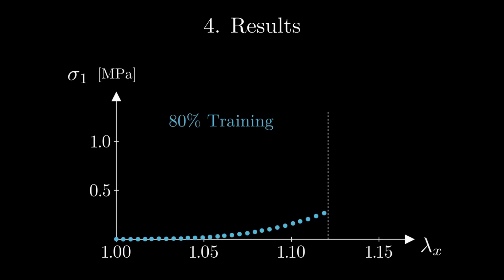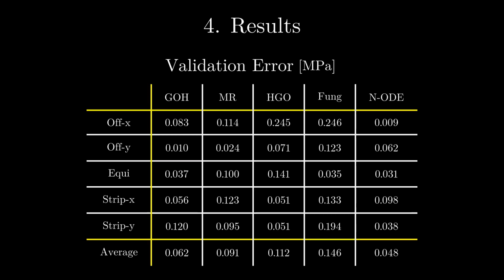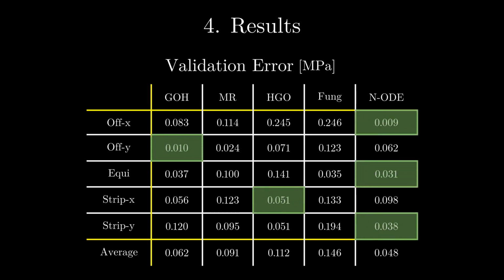In another numerical experiment, we trained the models with the first 80% of each loading curve and test with the remaining 20%. The neural ODE has the lowest validation error in 3 out of 5 cases, as well as having the lowest average error.